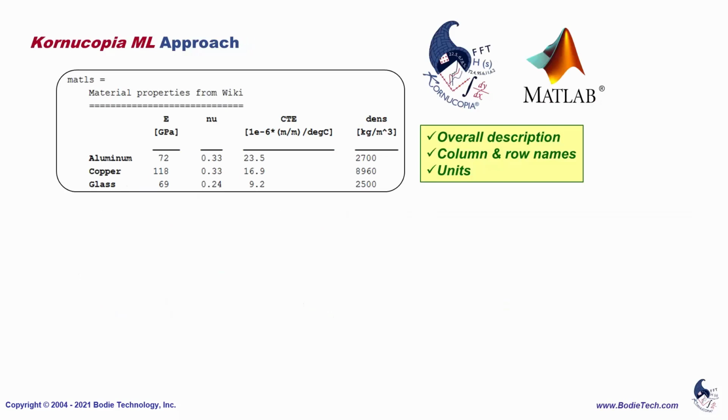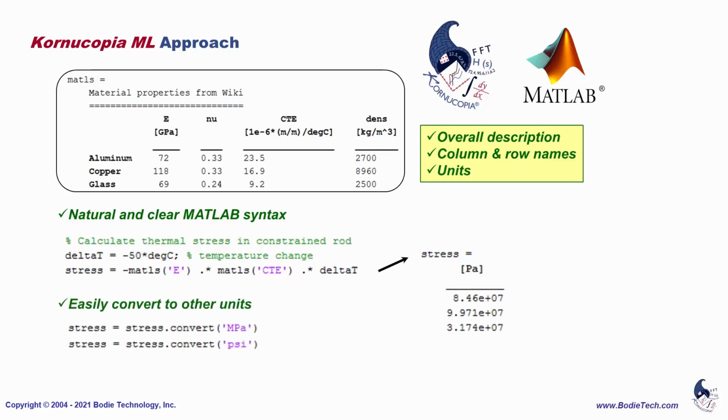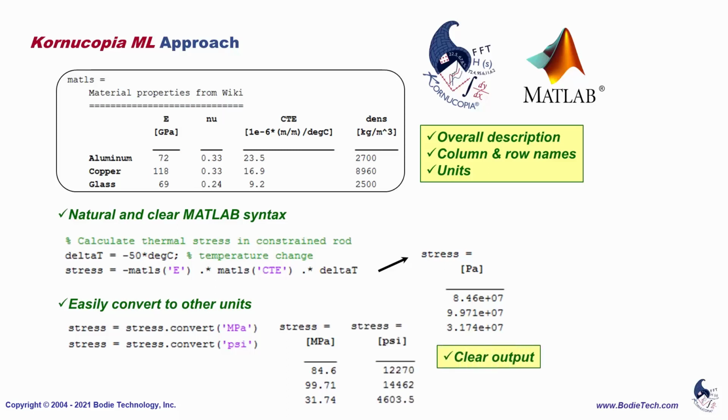With the Kornucopia ML approach, we hold the data in a well-described variable. And then we can use natural and clear MATLAB syntax to calculate the stress in our constrained rod, where we are now applying units to the temperature change, and our formula is much clearer. Through the Kornucopia units engine, the calculation in MATLAB handles all the units, and it is quite easy in Kornucopia to convert variables and output into different units, ultimately resulting in a very clear overall workflow.